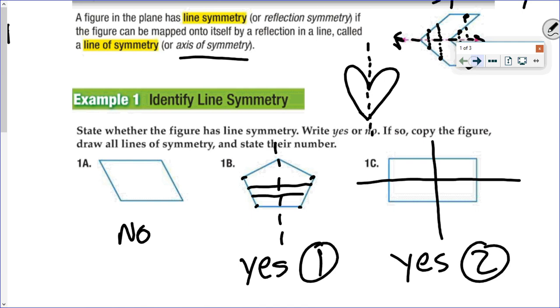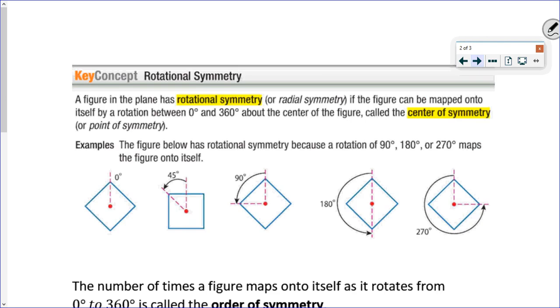Let's continue on. All right, rotational symmetry. So now we're talking about a two-dimensional object, so maybe that piece of paper on your desk, and we're rotating it from the center. A figure in the plane has rotational symmetry, or radial symmetry, if the figure can be mapped onto itself by a rotation between 0 and 360 degrees. So it's going to be between 0 and 360.